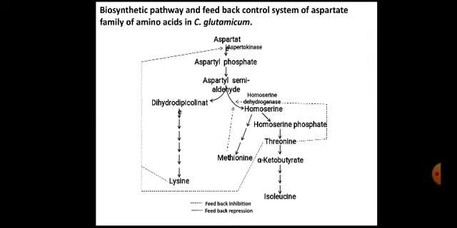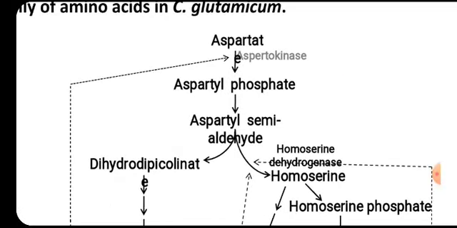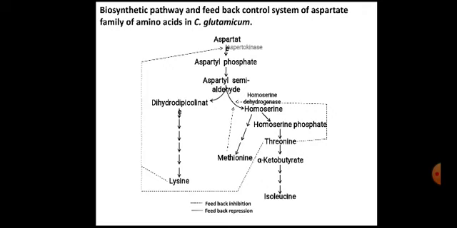You can see that aspartate is getting converted to aspartyl phosphate with this enzyme, aspartokinase. Aspartokinase is a key enzyme. We can see that aspartokinase is inhibited by concerted feedback control with lysine and threonine. So lysine and threonine are feedback inhibitors or feedback repressors for this aspartokinase enzyme.